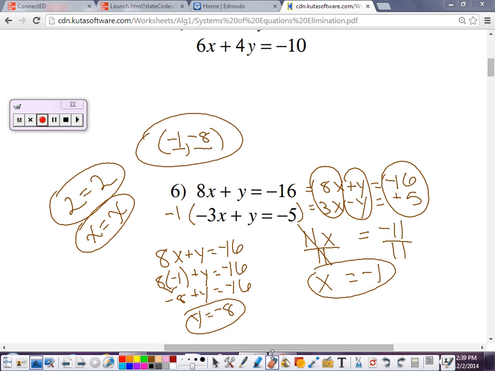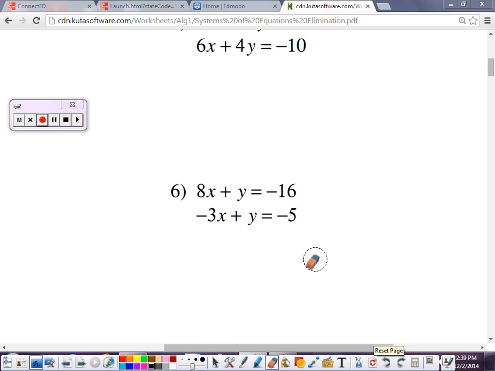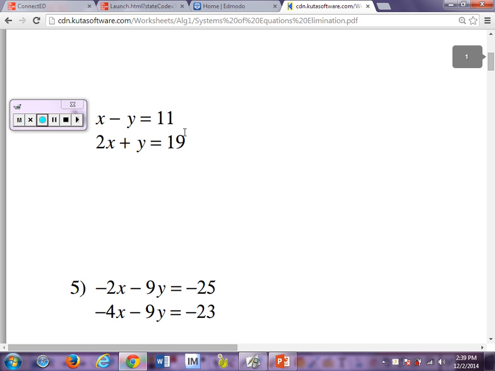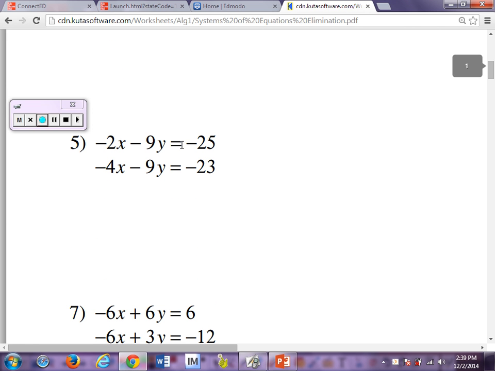So let me clear my screen off, and let's look at example number 3. Example number 3 is a nice, easy example. Actually, I'm going to go to number 5 because that one's a little more tricky. So here we have x's. These two will not cancel out if we combine them. Here we have negative 9y's. Those will not cancel out. They'll just get bigger, more negative.